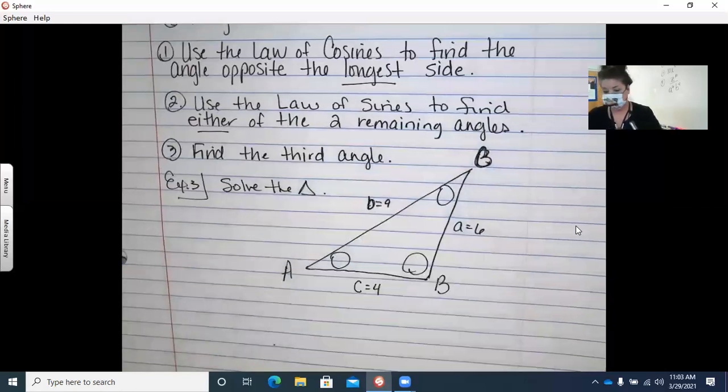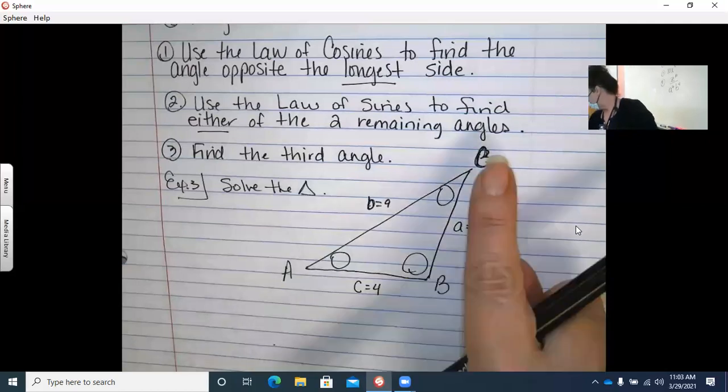And that is a C. I don't know where my corrective tape went. Oh, here.